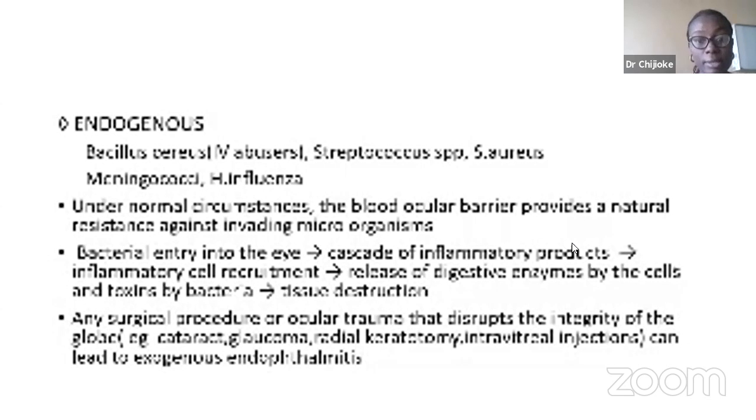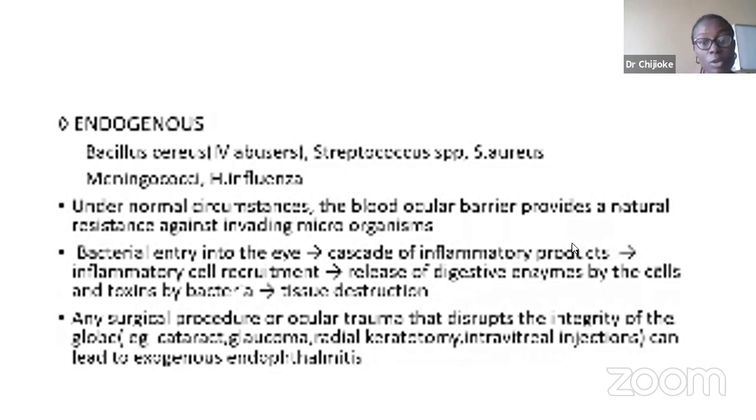Under normal circumstances, the blood-ocular barrier provides a natural resistance against invading microorganisms. And when this barrier is breached, bacteria enter the eye, leading to release of a cascade of inflammatory products, leading to inflammatory cell recruitment, release of digestive enzymes by the cells, and toxins by bacteria, leading to tissue destruction, and in most times, irreversible destruction of the photoreceptors, which continues even after the intraocular fluid has been rendered sterile.